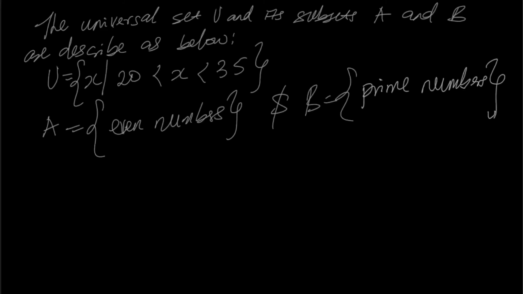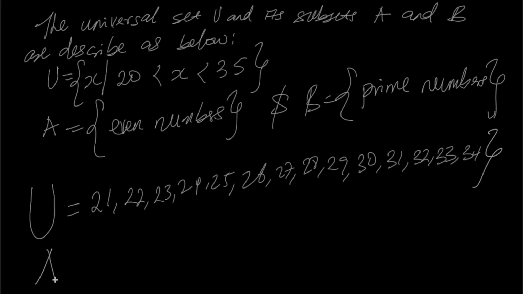The universal set and its subsets A and B are described as below. This is the universal set. A are the even numbers between 20 and 35, because we said in this place that A and B are subsets of U. B are the prime numbers between 20 and 35. The first thing we need to do is to get the universal set first. Remember, this is what? A strict inequality. It means this one cannot be included. So we have to start from 21.